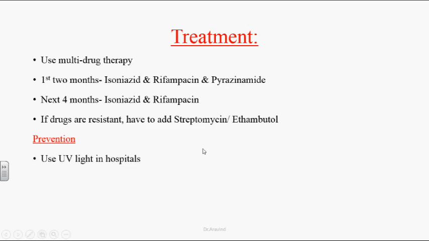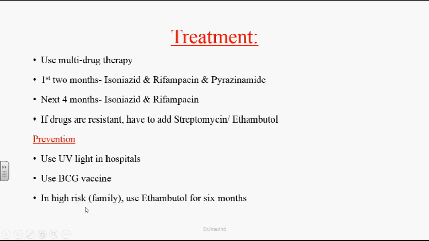Prevention: in hospitals, crowded environments, theaters and crowded areas, we can use UV light. These organisms are very sensitive to UV light and are easily destroyed. Then there is the BCG vaccine, Bacille Calmette-Guerin vaccine, which is given to the majority of the population, but it is not used in the US. In high risk families, or people who have tubercular patients in their families, they can take prophylactic therapy with ethambutol for 6 months.